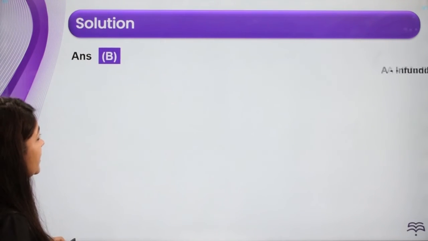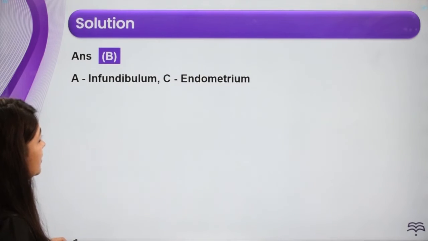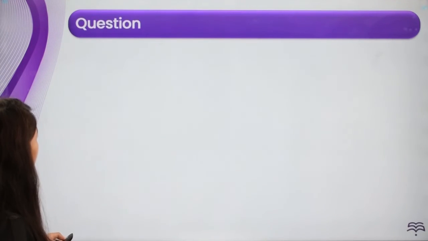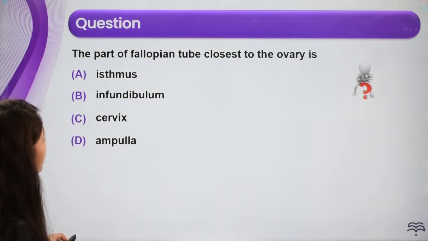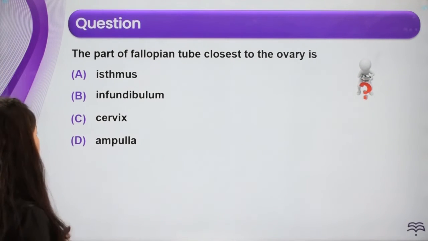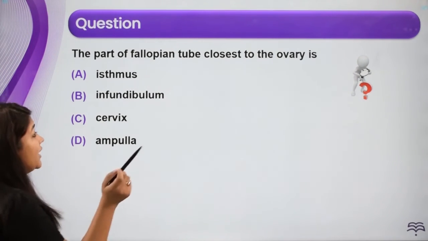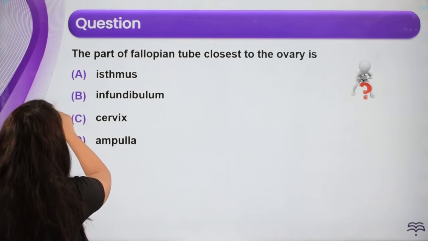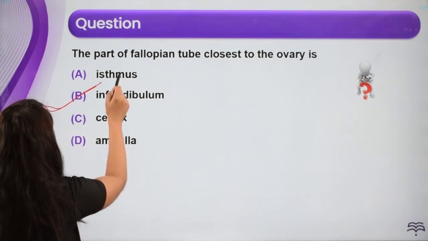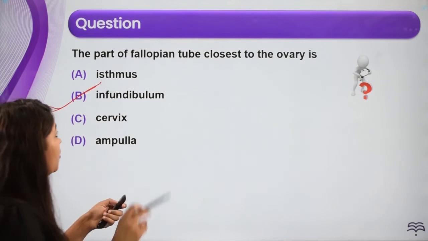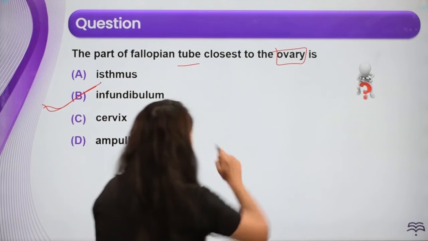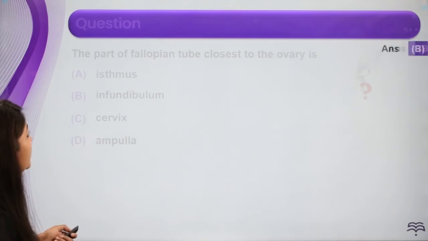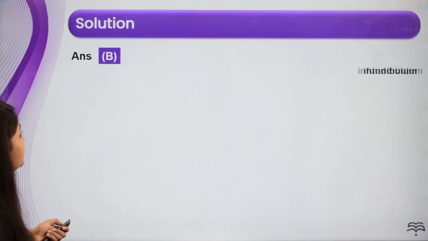चलिए next question. The part of the fallopian tube which is closest to the ovary. इतनी बार डिस्कस कर चुके हैं, अभी लर्न हो जाना चाहिए। आंसर क्या है, infundibulum है, the part of the fallopian tube which is closest to the ovary, infundibulum, right? चलिए next question.